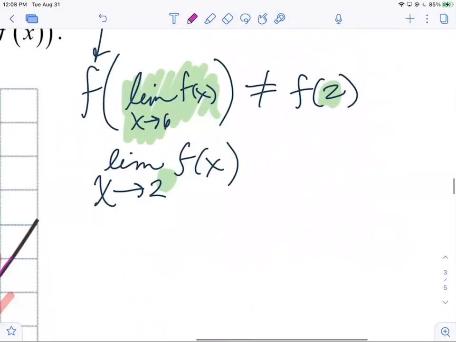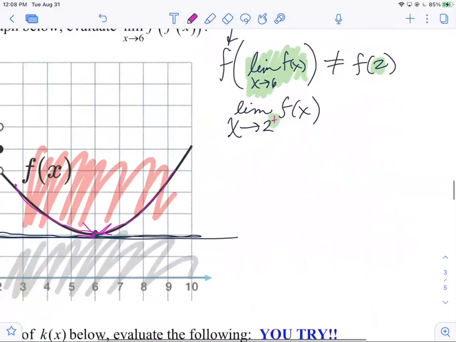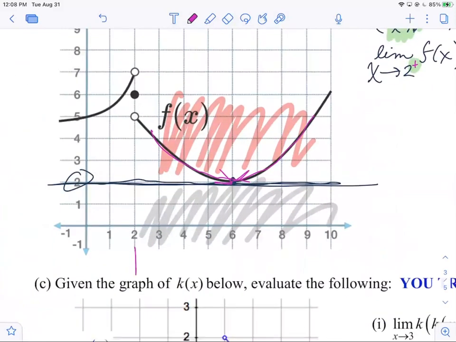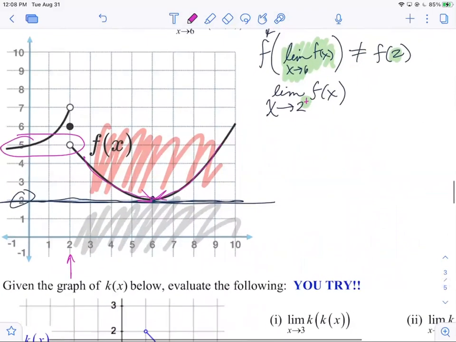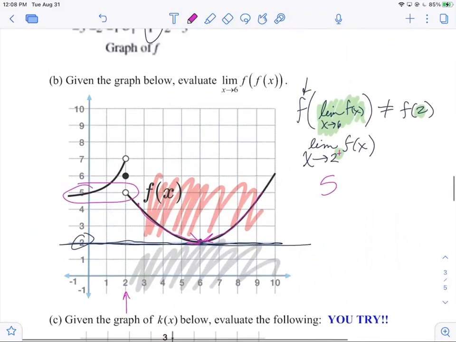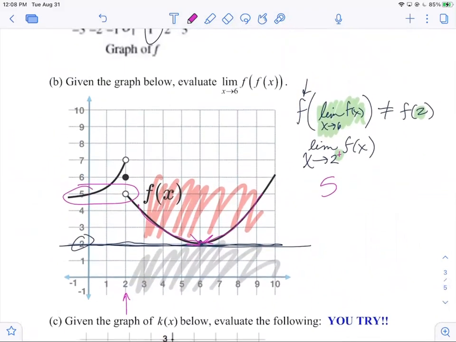So this changes to a one-directional limit, exclusively from the right-hand side, okay? And now when we approach 2 on the same graph, from the right-hand side only, we're approaching what? 5. If you understand that, we're kind of clearing the fog.